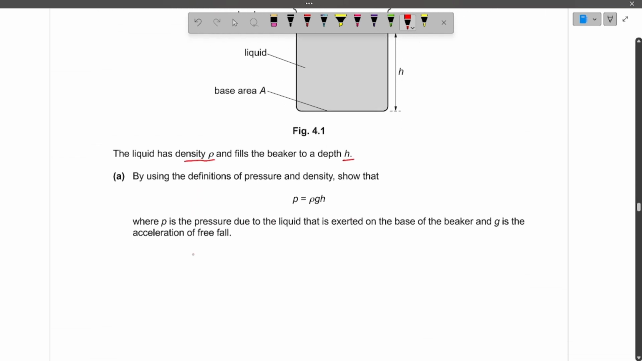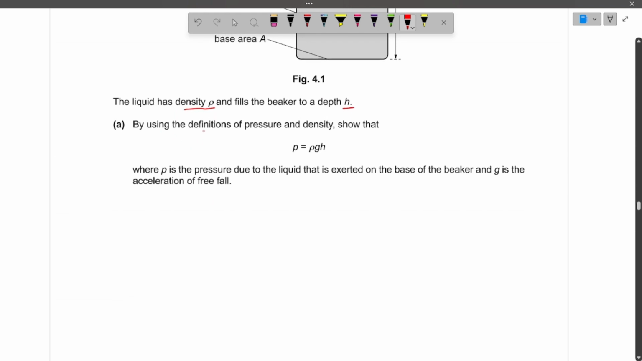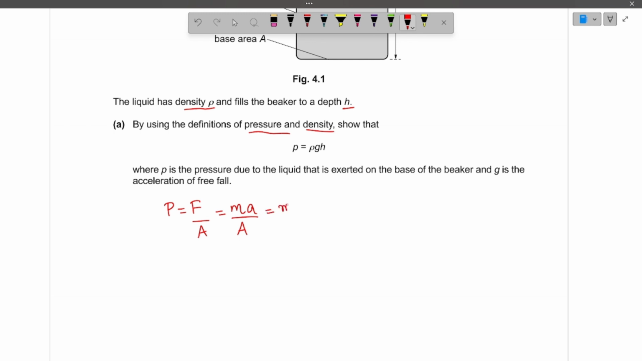So here it is given in the A part, you need to use the definitions of pressure and density. Okay, so what's the equation for pressure? P is equal to force over area, right? What is force? Mass multiplied by the acceleration, divided by A. Okay, so what is the acceleration acting on it? The acceleration due to gravity, of course, right? There are no other forces acting on it. So it would be mg by A. Of course, the force acting on it would be the weight of this liquid filled, right?